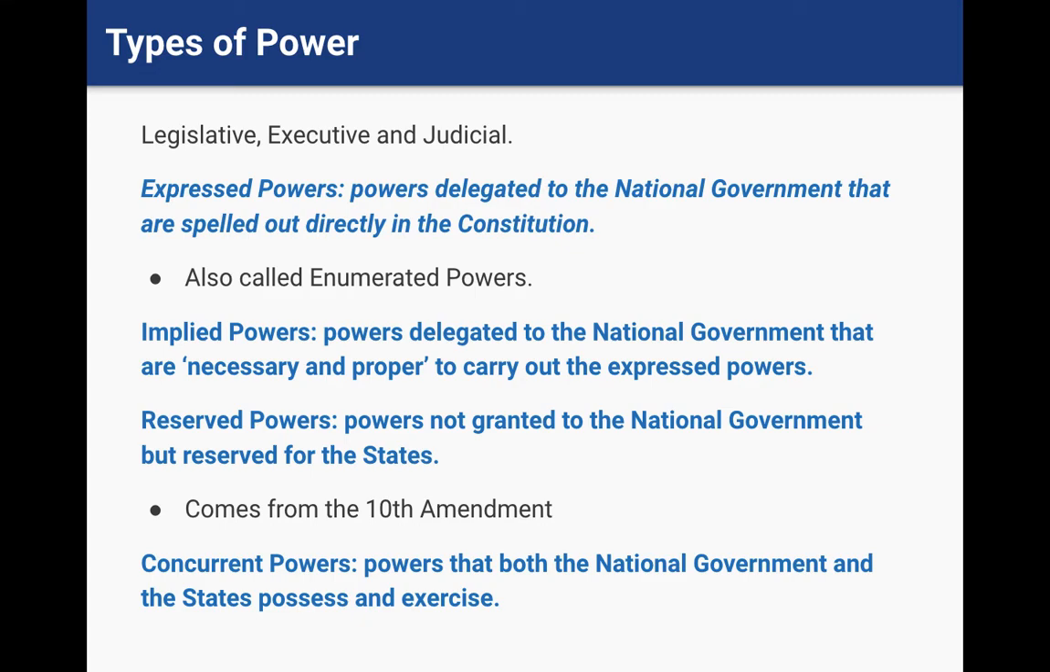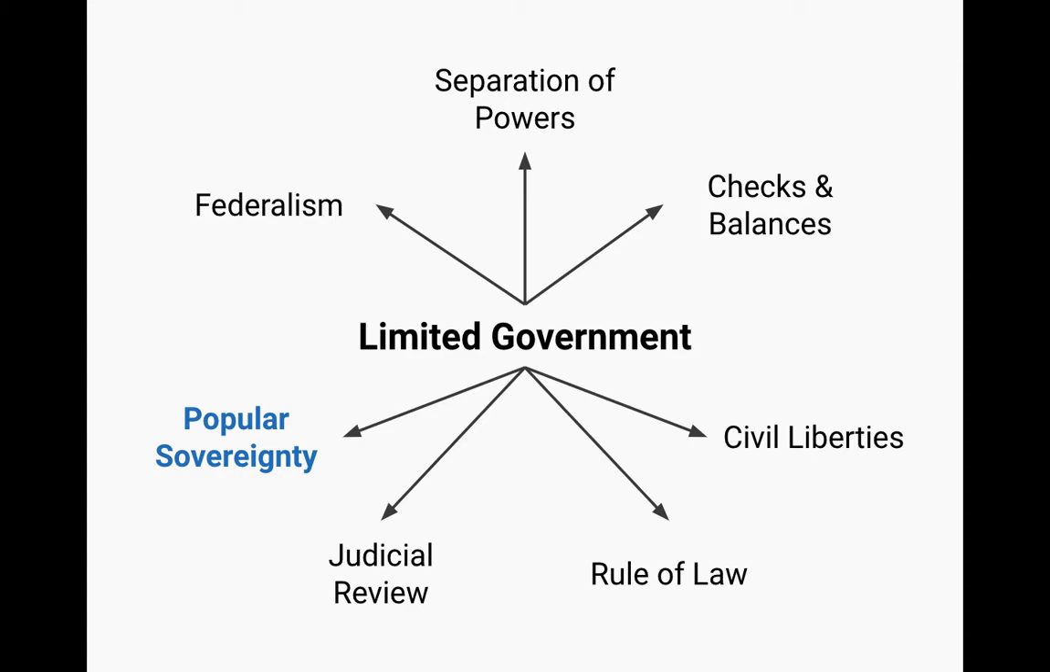Things like the power to tax, to be able to regulate banks, to pass laws. Things like that are going to be considered concurrent powers. And again, when we get to federalism, we'll talk more about what those things are specifically.